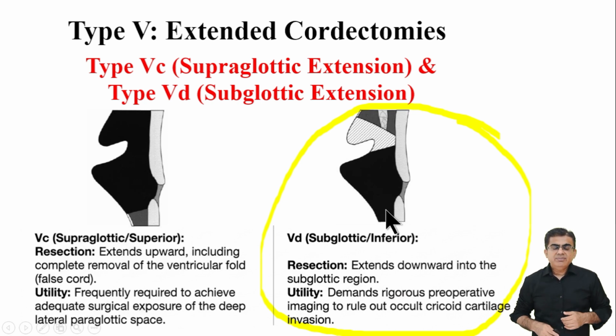Before you ever attempt a type 5D resection, you must demand rigorous pre-operative imaging. You must absolutely rule out any hidden or occult invasion into the cricoid cartilage. If your imaging shows that the cricoid cartilage is invaded, you must stop. Laser surgery is strictly contraindicated and you must refer the patient for radiation or open surgery.